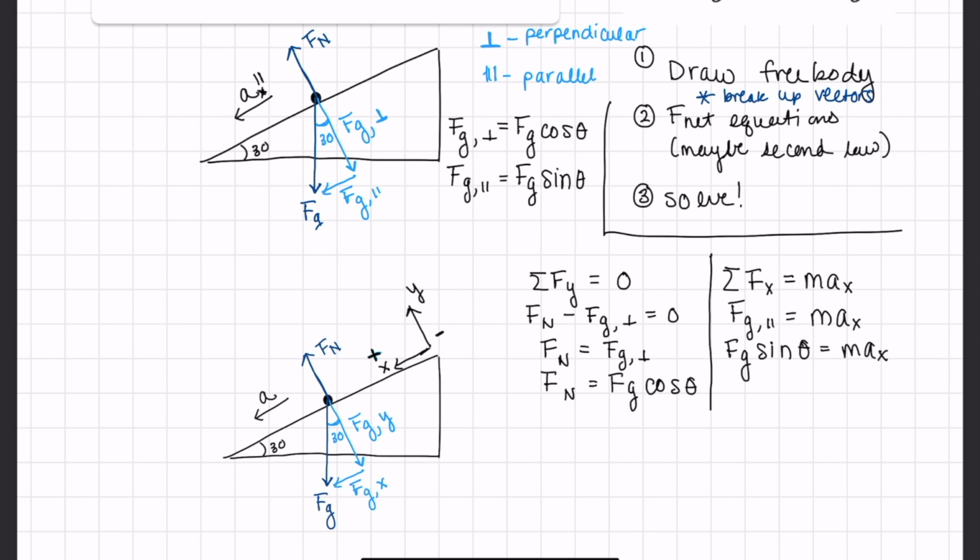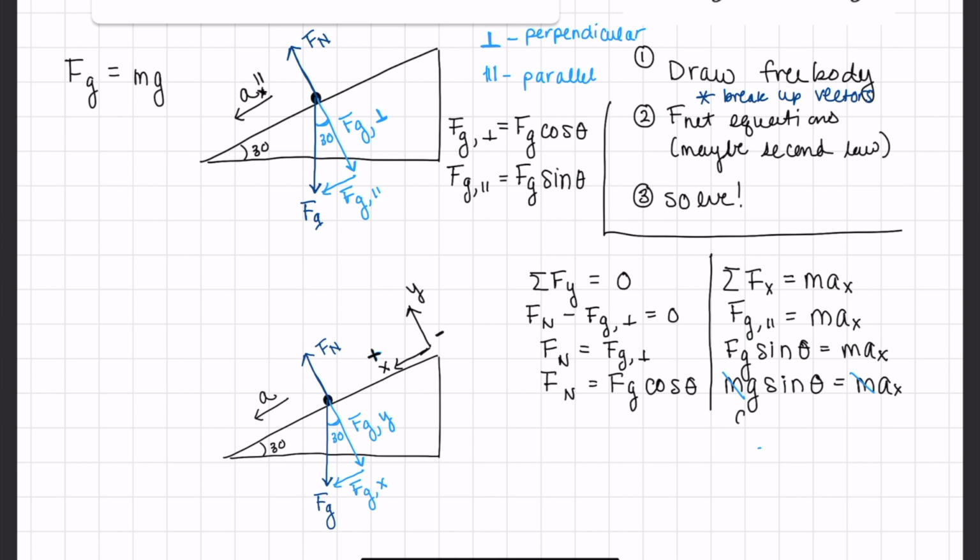And then the other equation that I didn't write down is just that the force of gravity is equal to mass times gravity. So then we could put that in for FG. So we'll have mg sine theta equals max. So that's the last of our substitutions. Now we can actually start to cancel some stuff. So we have an m on both sides, which means that those cancel.